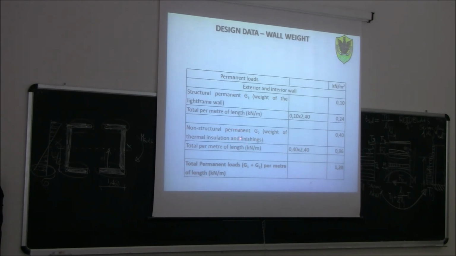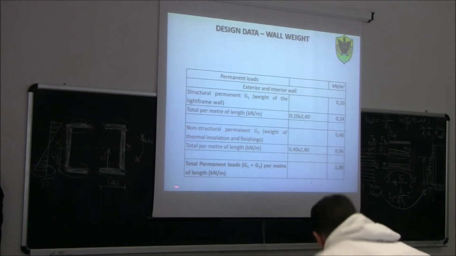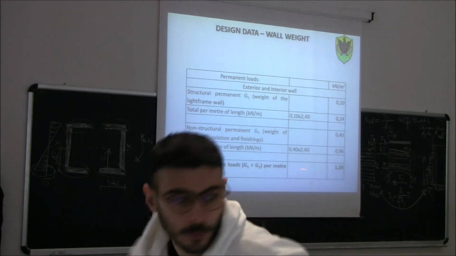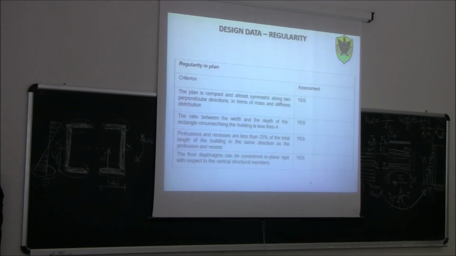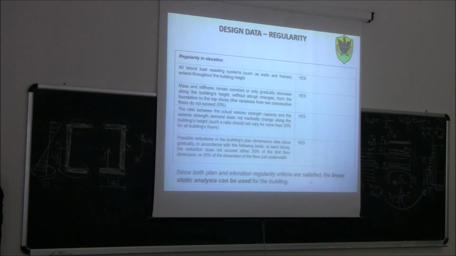So the weight of the thermal insulation finishing is 0.4, which multiplied by 2.4 is 0.96. So the total permanent load per meter of length of wall is 1.2 kN per meter. Again, we need to do the check that you understood yesterday about regularity in plan and elevation. You are going to choose a building which is regular in plan and elevation. Otherwise, we cannot use the linear static analysis.